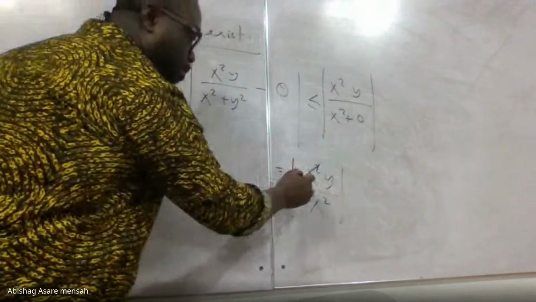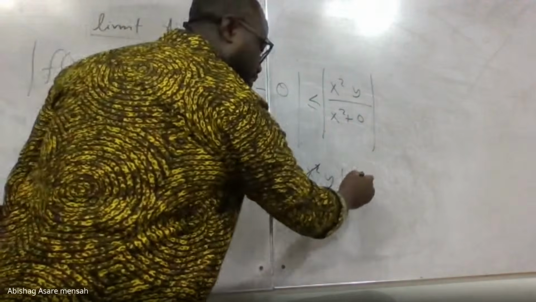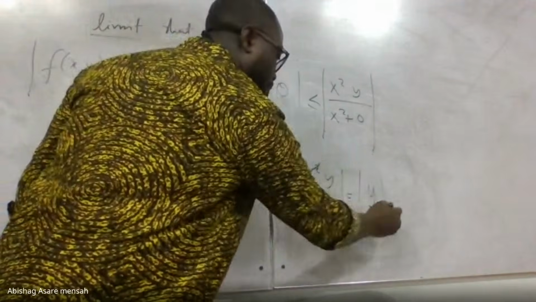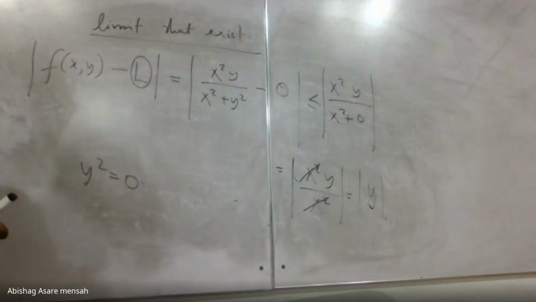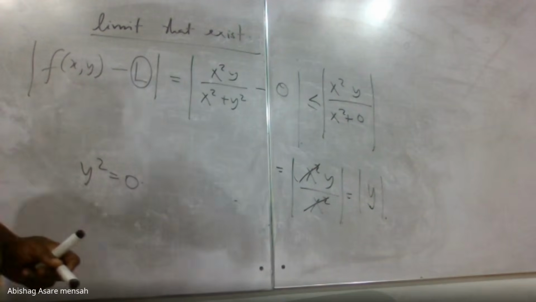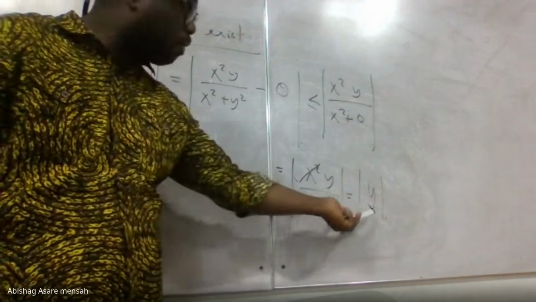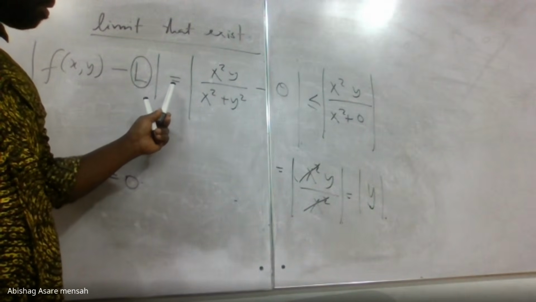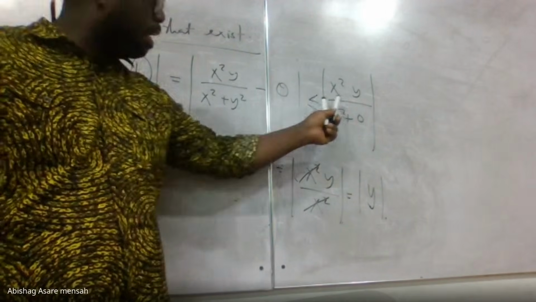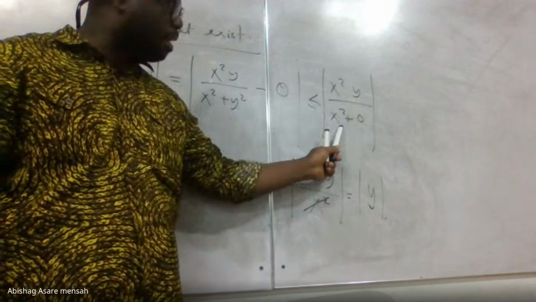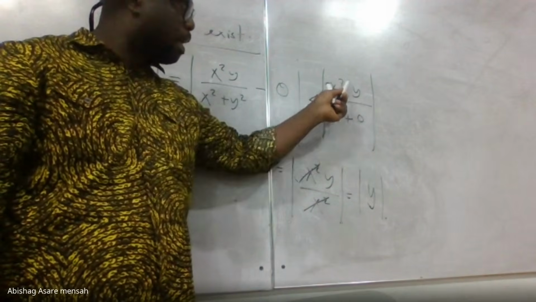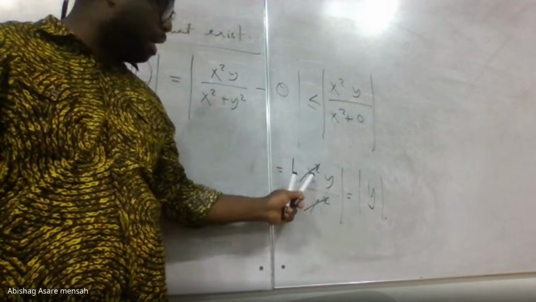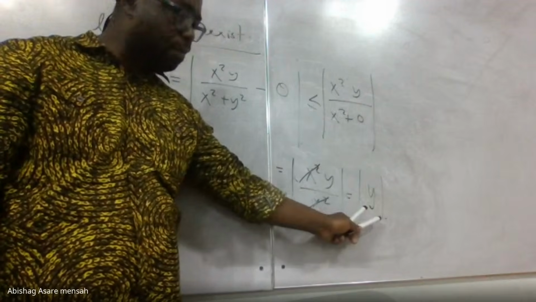And this will cancel that. So what will I get? I'll get the absolute value of what? y. I have the absolute value of y when I set y squared equal to 0. So the numerator now becomes x squared, where this x squared will cancel that x squared. Then I'm left with y. So this is the absolute value of y.